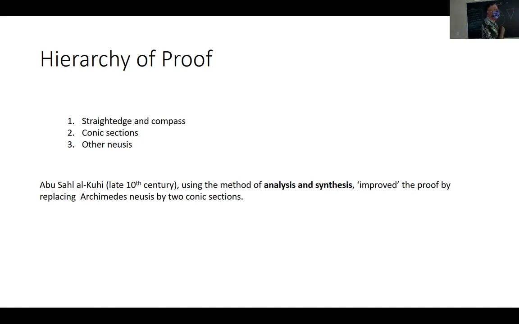Okay, and so what we're going to be looking at next, I only wanted to talk for around half an hour today, so this is the last slide. We're going to look at the Islamic mathematician Abu Sal al-Kuhi. He was a mountain man. We can tell because of his name. Ku is Persian for mountain. So he came from the mountainous region just south of the Caspian Sea. He's a very interesting guy, late 10th century.